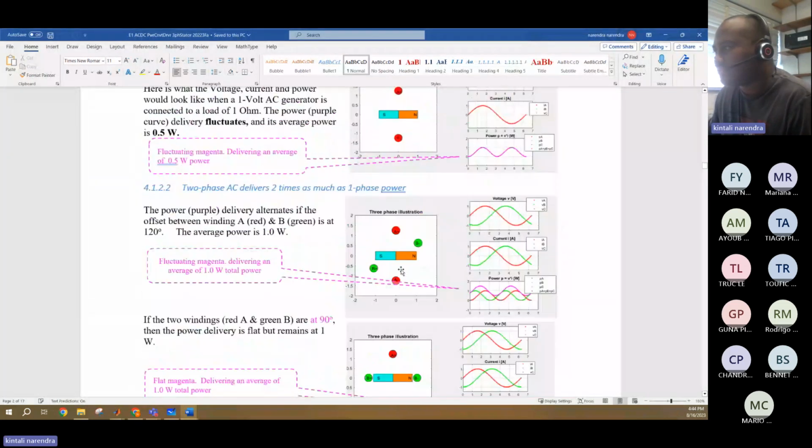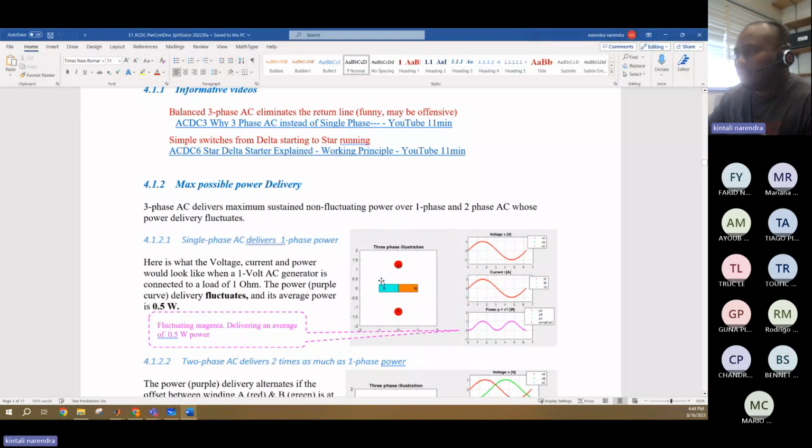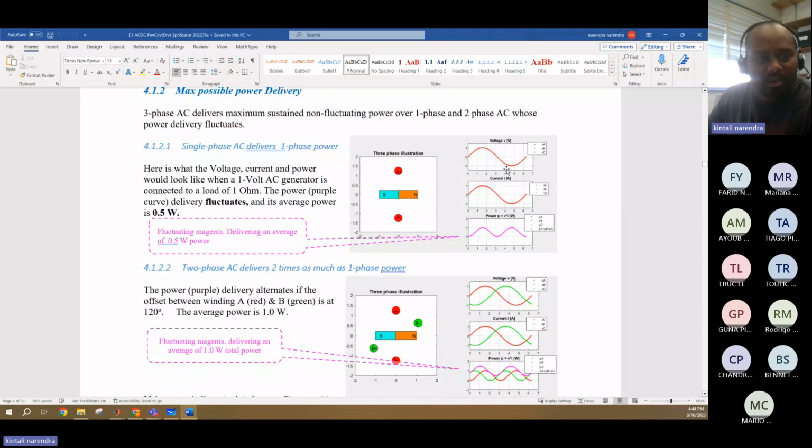Did you guys see these notes? This is a single phase. In a single phase, if you use a single phase voltage and current, the amount of power you obtain is voltage into current. That is nothing but 0.5 watts, and it is fluctuating. AC.